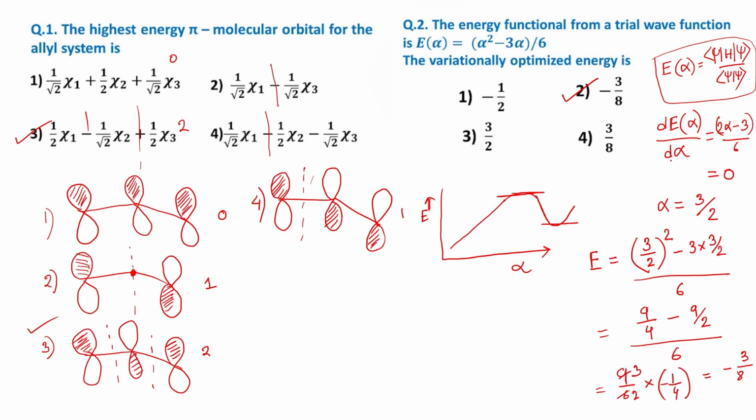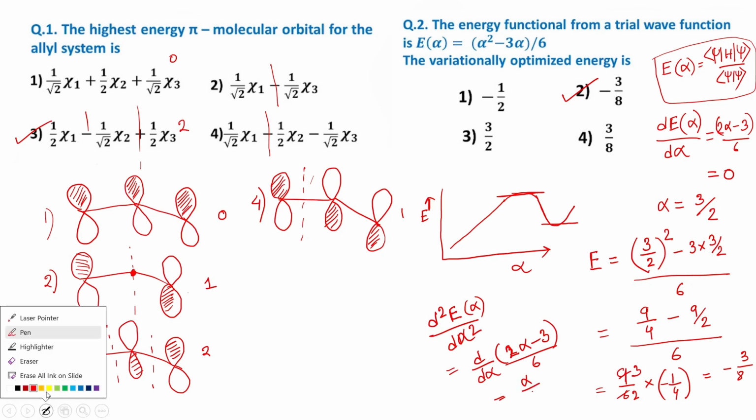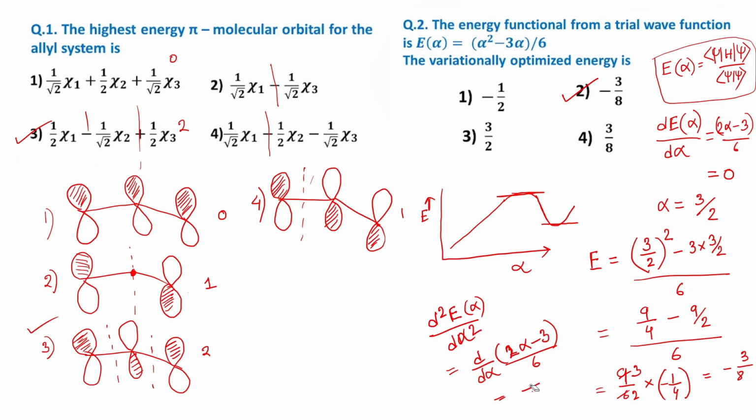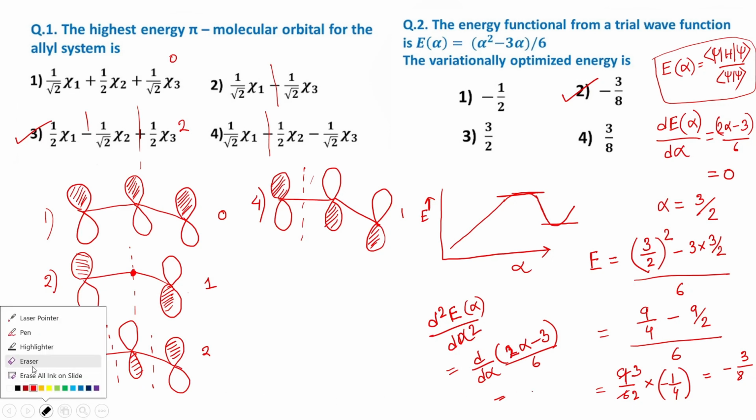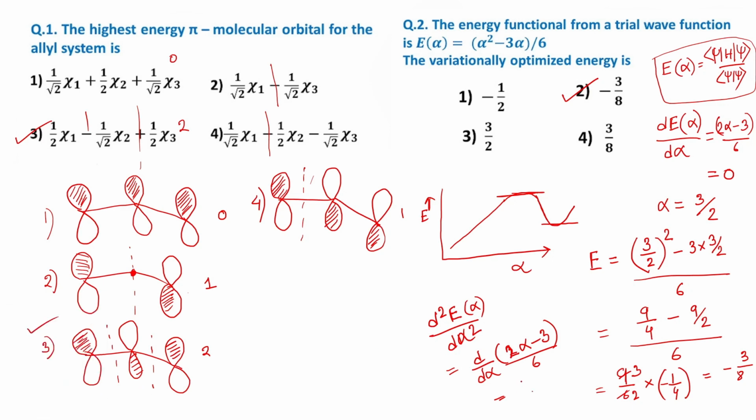Yes, from here also you can see. If you take a double derivative of E with respect to alpha, which is d by d alpha of 2 alpha minus 3 by 6, you are going to get a positive value, I guess. Okay, I was saying the wrong thing. It is 1 by 3. So you are getting a positive value. So if you are getting a positive value, then it is a maxima.